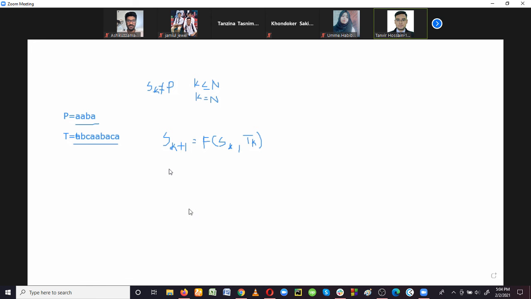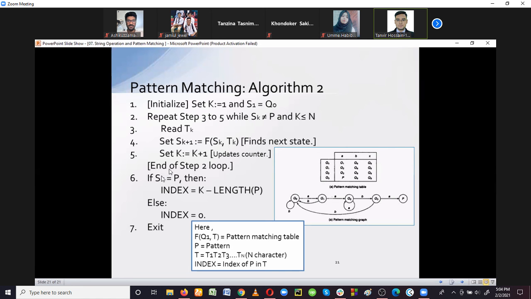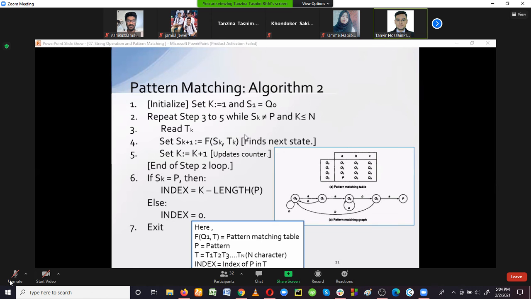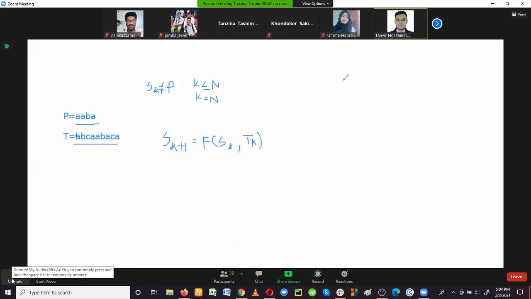Look at step number 6. If sk equals to p, suppose in state number 3 we got our pattern. At that time index equals to k minus length of p, where k is the position of that character in the text, right? K minus length of P. Why minusing, madam? Why are we going to the previous position?